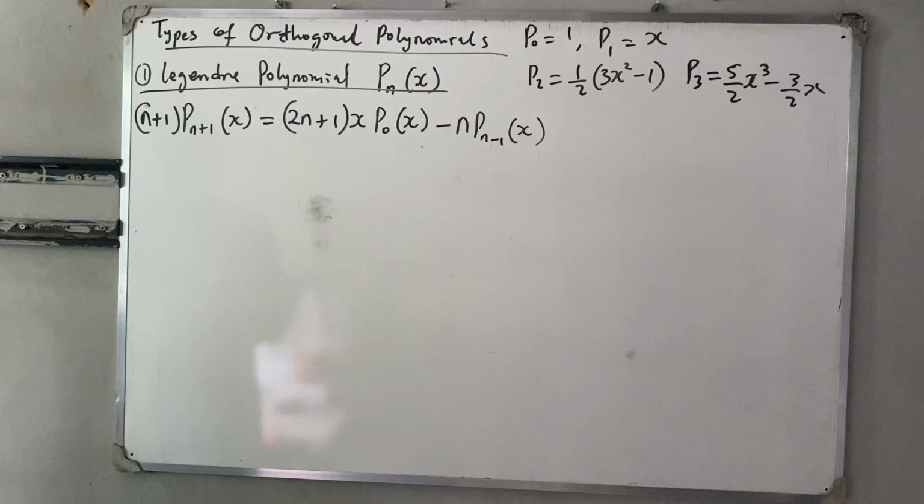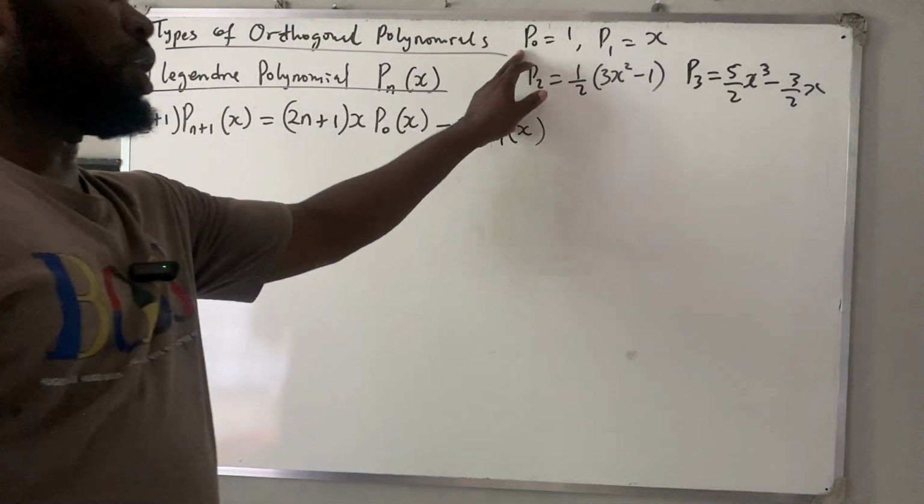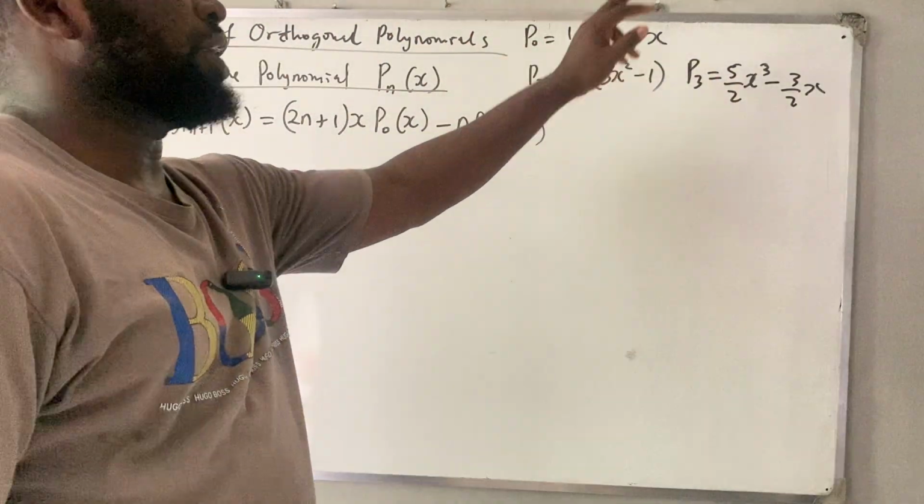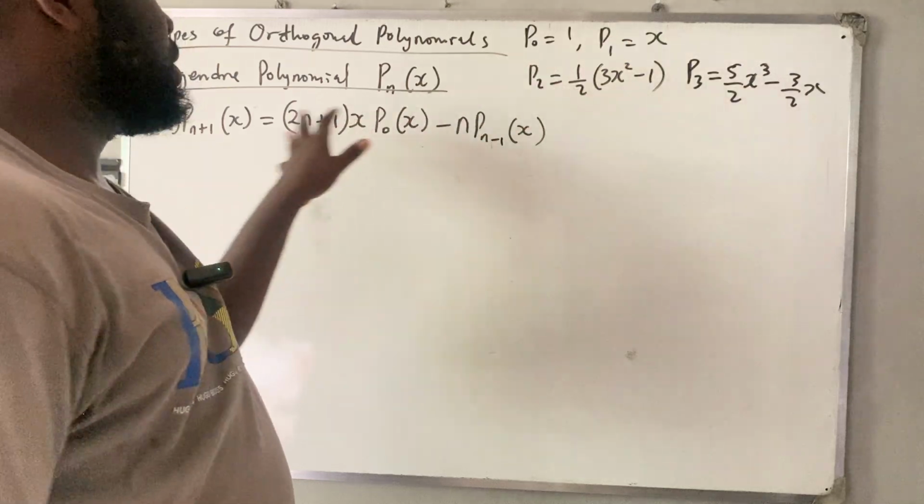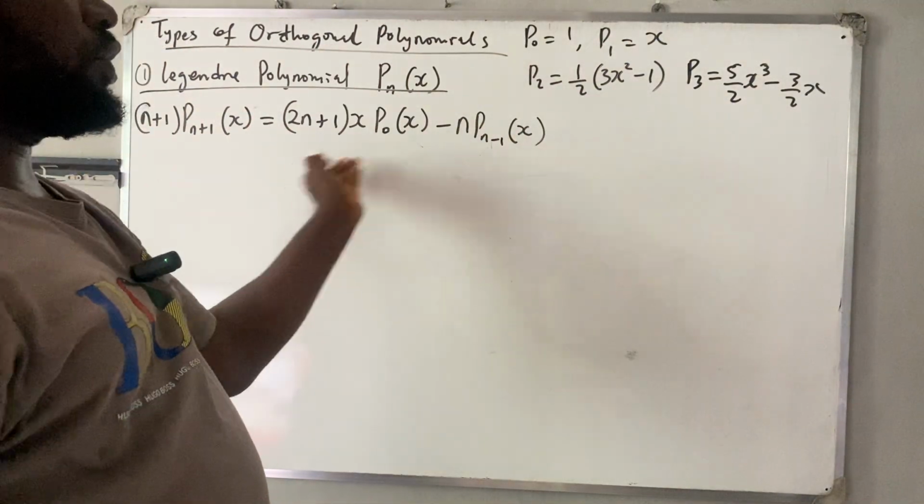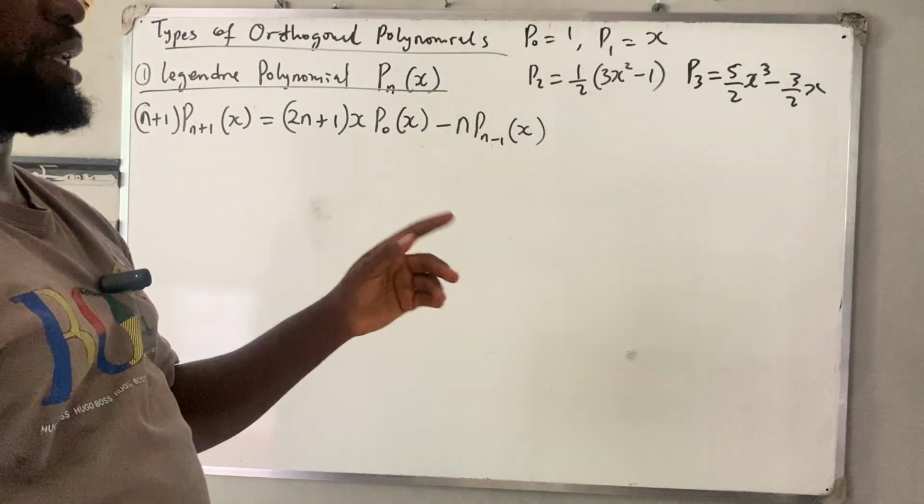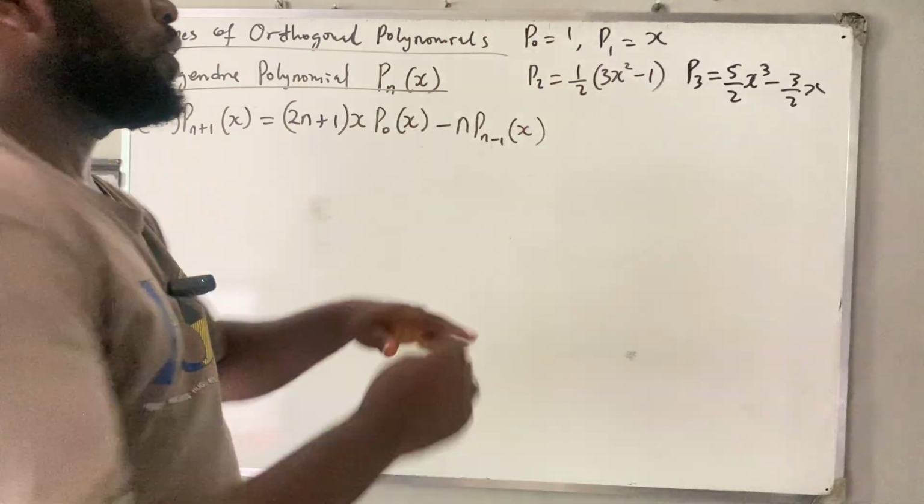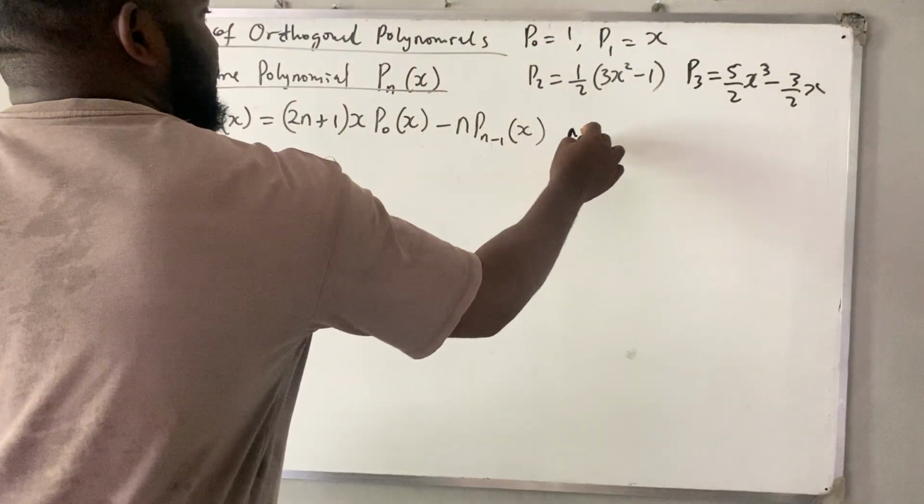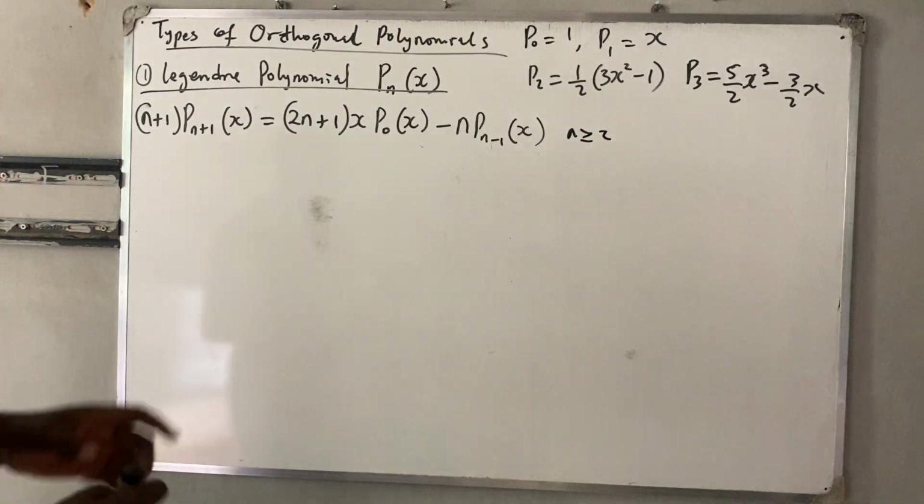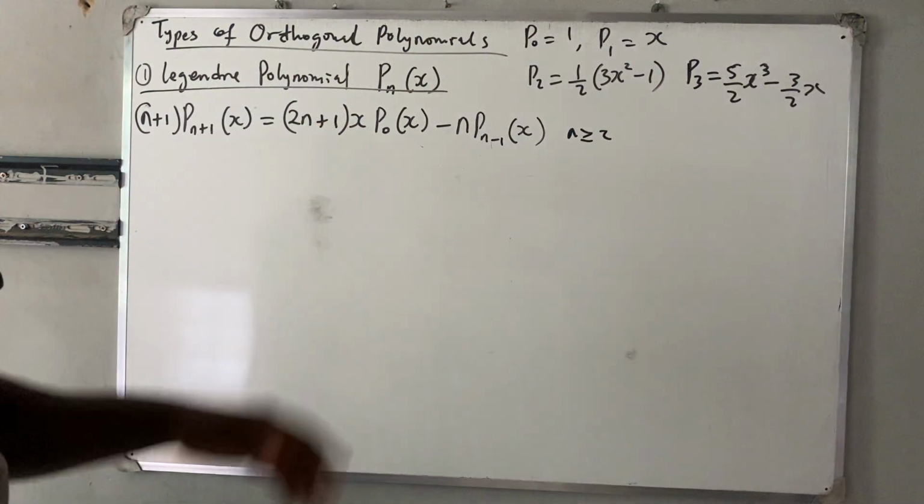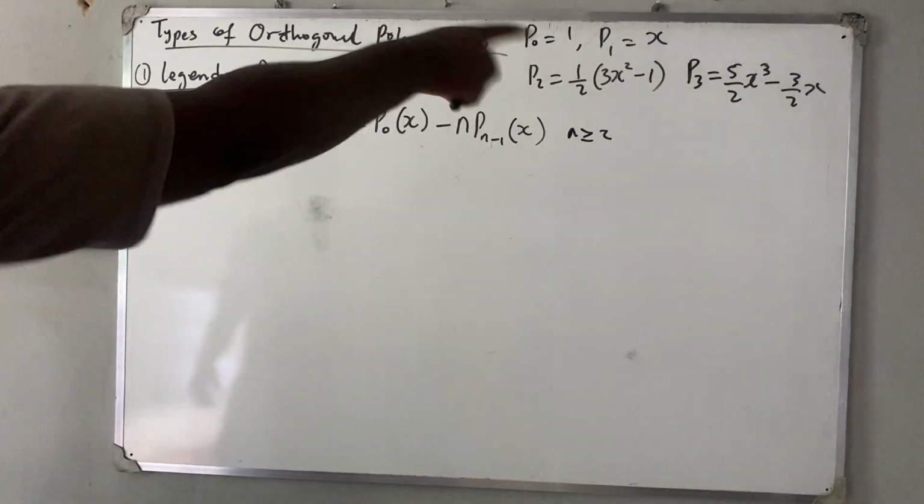Okay, so we know the two. We know that P naught is always 1 and P1 is x. We already know this one. So to get from 2 and above is when we use the recurrence formula. Please note that. We use the recurrence formula when n is greater than or equal to 2. Yes, we only use recurrence formula when n is greater than or equal to 2. So let us put it here.